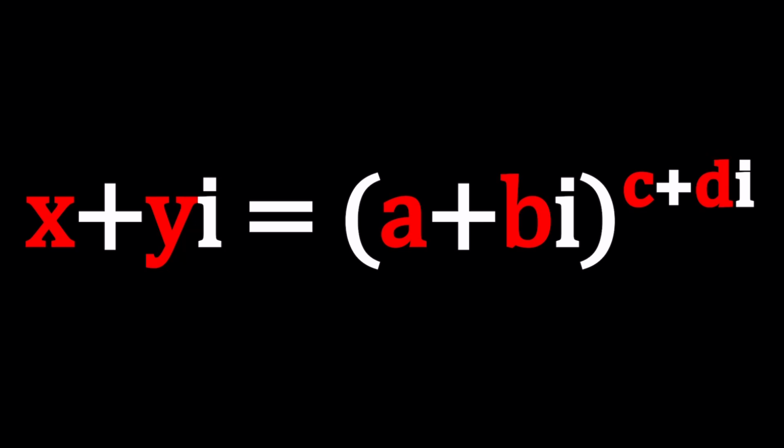a, b, c, d, x, y are all real numbers. A, B, C, D are given numbers. In other words, a plus bi and c plus di are given complex numbers. And our goal is to solve for x and y.